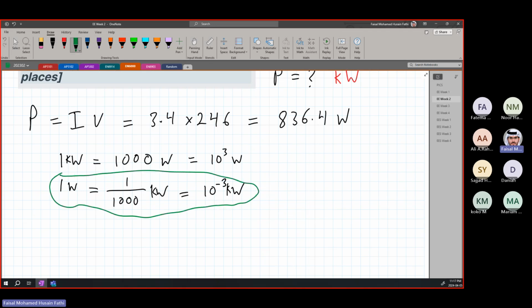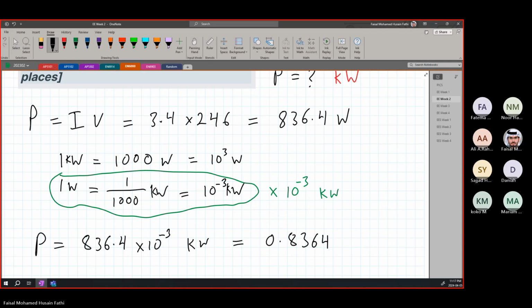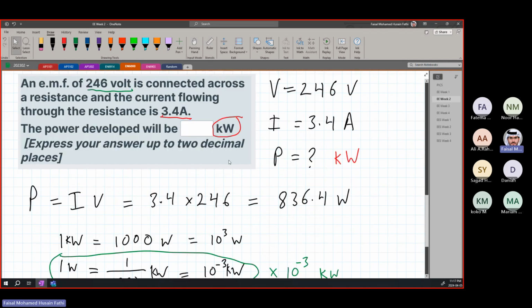So what do we have to do? We have to multiply by 10 to the power minus 3 to get the answer in kilowatts. So power is going to be equal to 836.4 times 10 to the minus 3 kilowatts, which equals 0.8364 kilowatts.